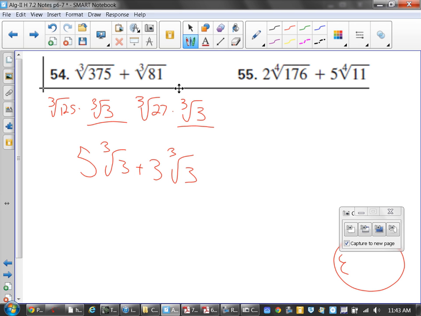On the other one, what do you think you're going to have to divide the 176 by? 3. Look at the cube. It's 16 times 11, because you're left with the 4th root of 11, which you can't do anything with.